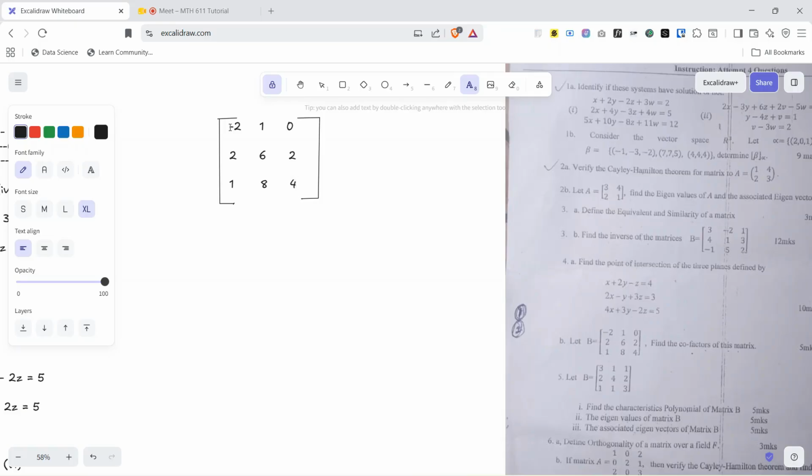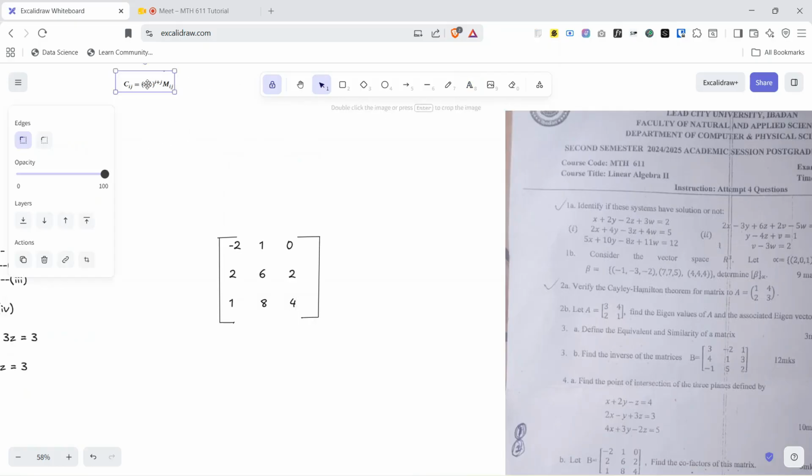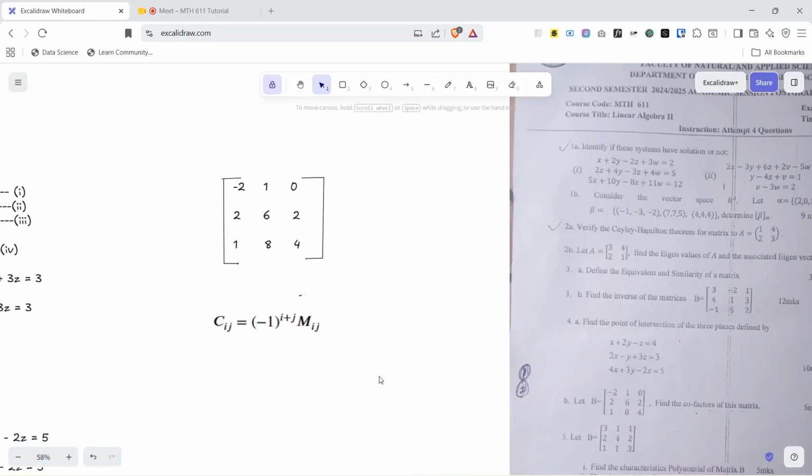They want us to find the cofactors of this matrix. So this is the formula for the cofactor. What this whole formula simply means is that we are going to find the cofactor, and how we'll go about that is similar to what we did yesterday when we were doing the inverse, when we were doing the adjoint. So that is what we are going to do.